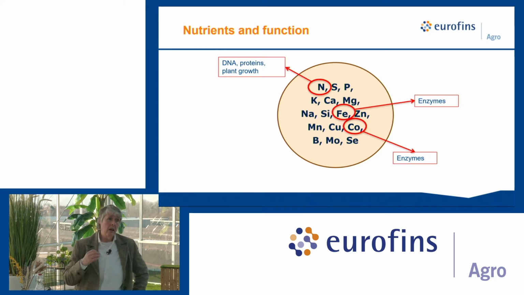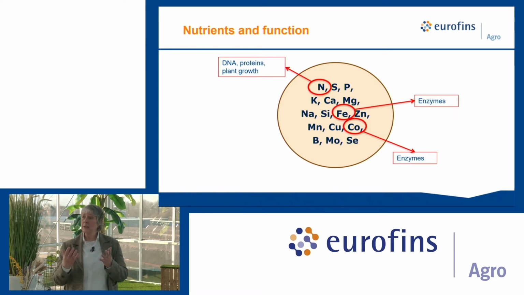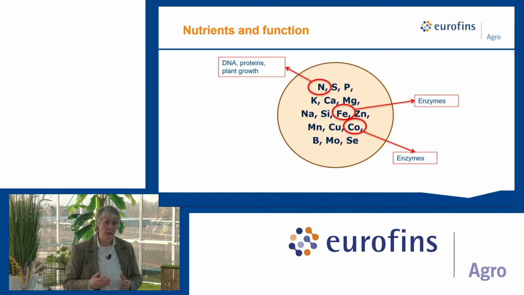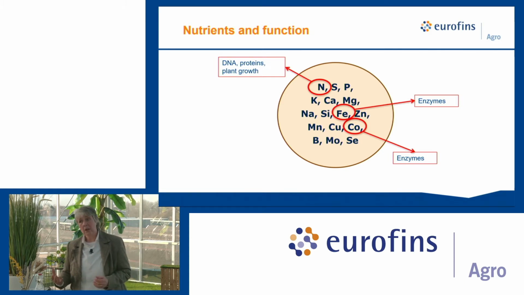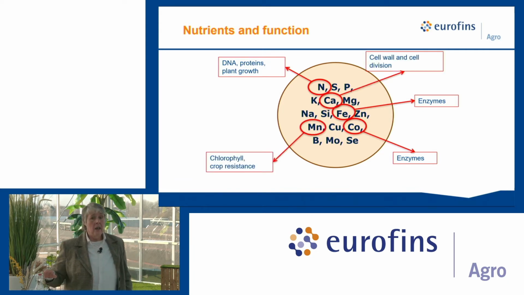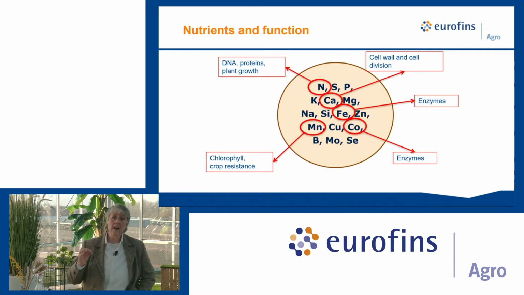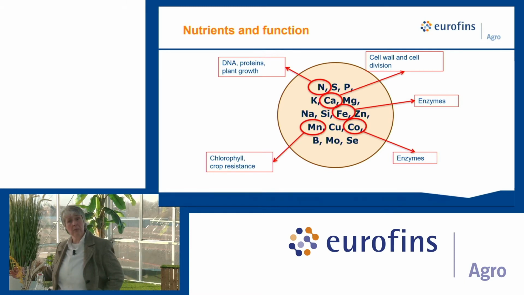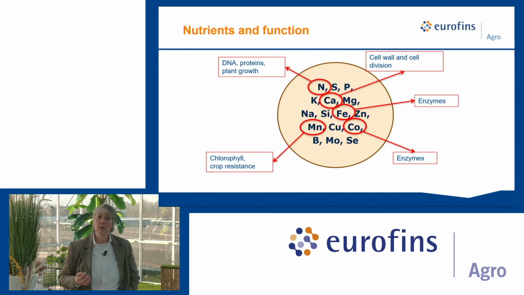Nutrients are important because they have different functions. If you think about nitrogen, nitrogen is important for DNA, proteins, and plant growth. Very important for that. Iron is important for enzymes and is also a part of your chlorophyll. Cobalt, also very important for enzymes. Manganese, it's a micronutrient, but it's very important for your chlorophyll. You need to have it, otherwise your plant won't be green and won't be able to do the photosynthesis. Also, manganese is important for your crop resistance.